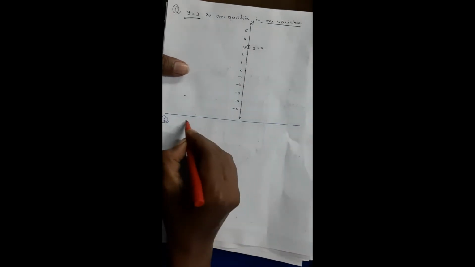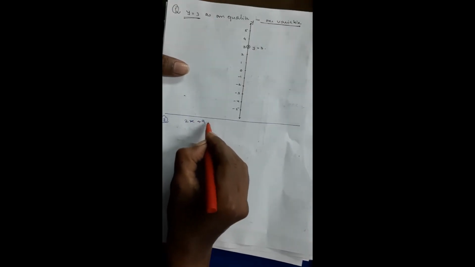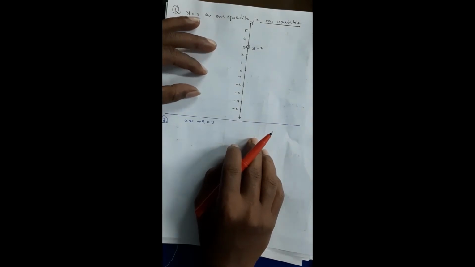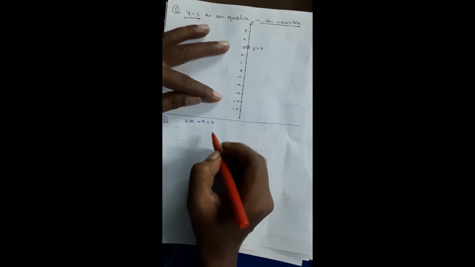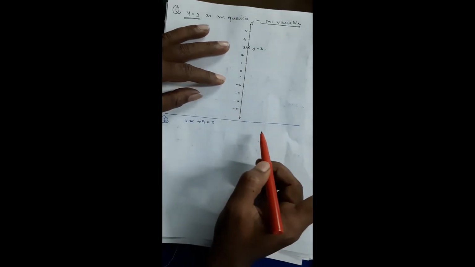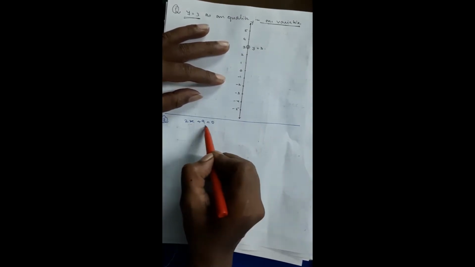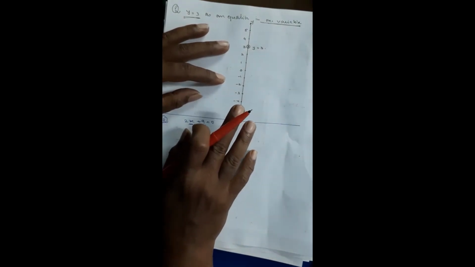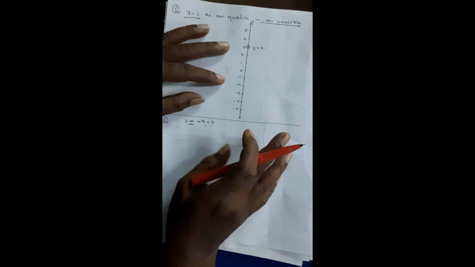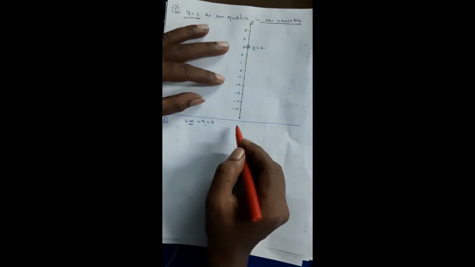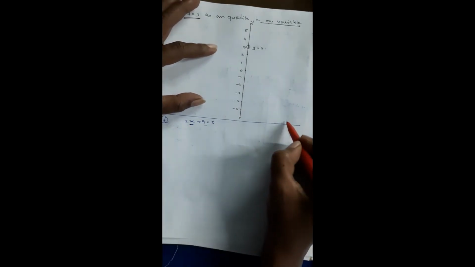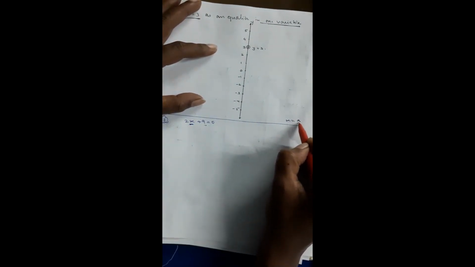In question number 2, see here, give geometric representations of 2x plus 9 is equal to 0 as an equation in one variable and in two variables. Now 2x plus 9 is equal to 0. Here, the first thing you should notice is whether both variables are there. No, only one variable is there, x. That means this line is going to be parallel to y-axis, cutting the x-axis. But you should convert it to the form x is equal to something.